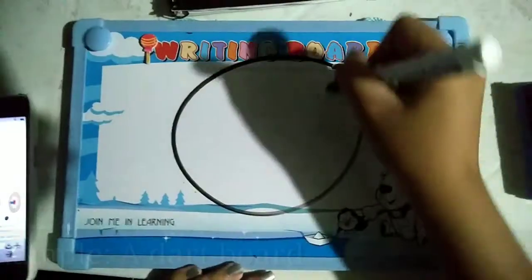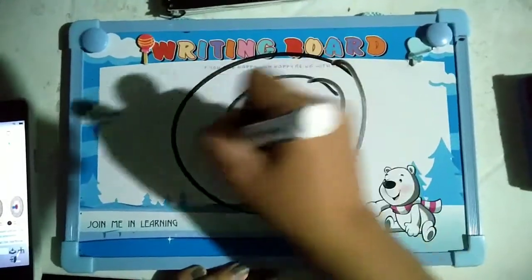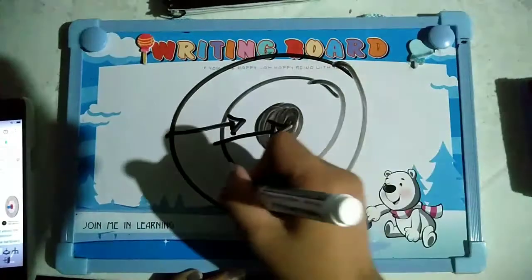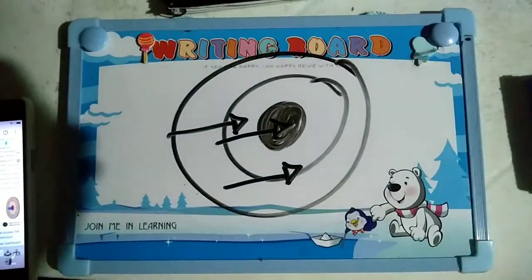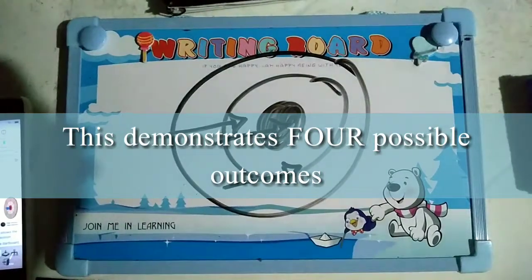We assume that three darts are thrown at the dartboard, with the bullseye representing the true or accepted value of what is being measured. A dart that hits the bullseye is highly accurate, whereas a dart that lands far away from the bullseye displays poor accuracy. This figure demonstrates four possible outcomes.